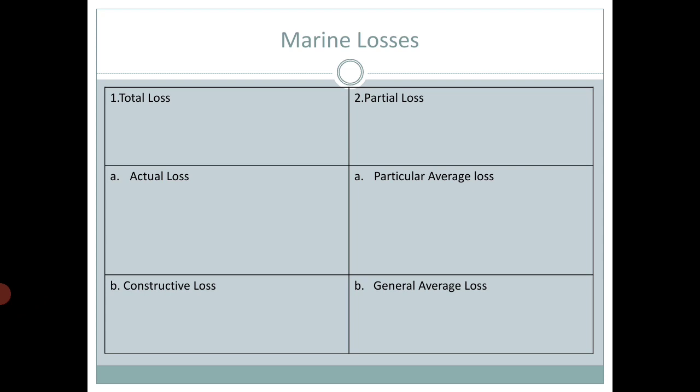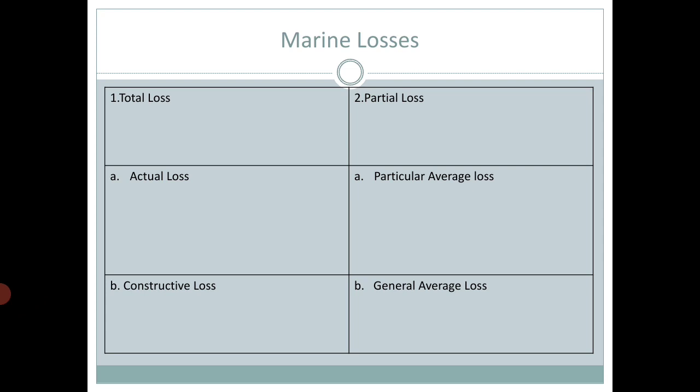Total loss means the subject matter is completely destroyed. So the first part, actual total loss, is a material and physical loss of the insured property that is fully destroyed or so damaged that it ceases to be a thing of the insured, or where the insured is irretrievably deprived thereof. It is called actual total loss.